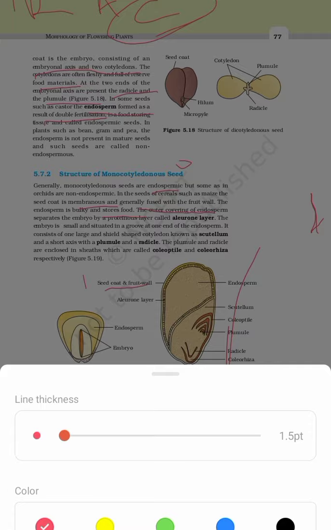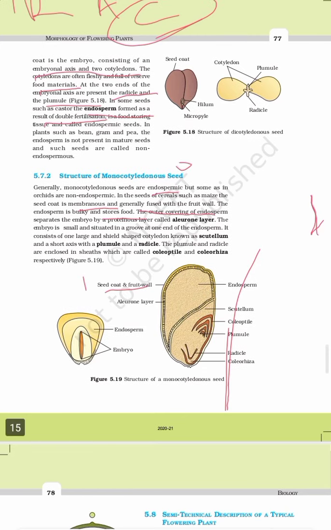So this is simply about the leaf, root, shoot, flower and their arrangements like inflorescence, and the structure of the seed. In our next videos we will study how you are supposed to write a floral formula.